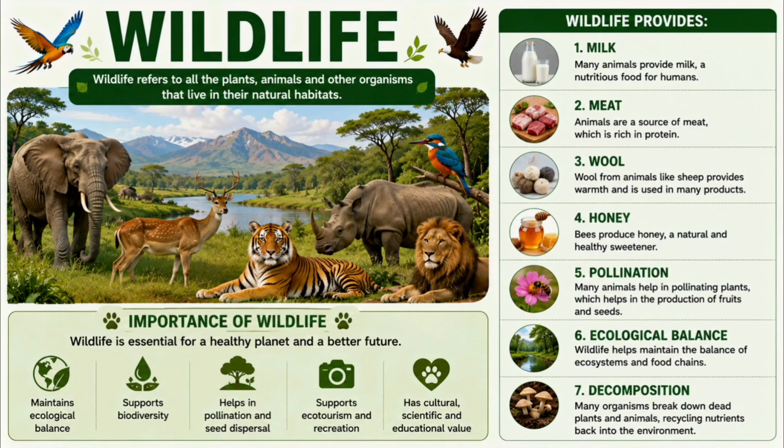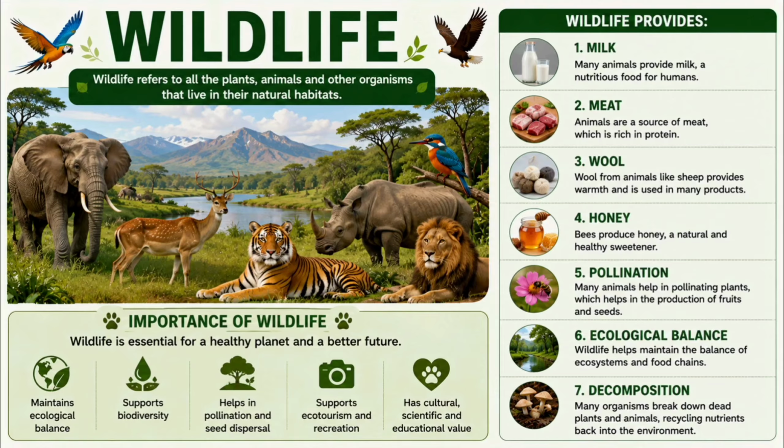Maintains ecological balance, supports biodiversity, helps in pollination and seed dispersal. Supports ecotourism and recreation, has cultural, scientific and educational value. Wildlife provides us mainly with milk. Many animals provide milk, a nutritious food for humans. Meat. Animals are a source of meat which is enriched protein.